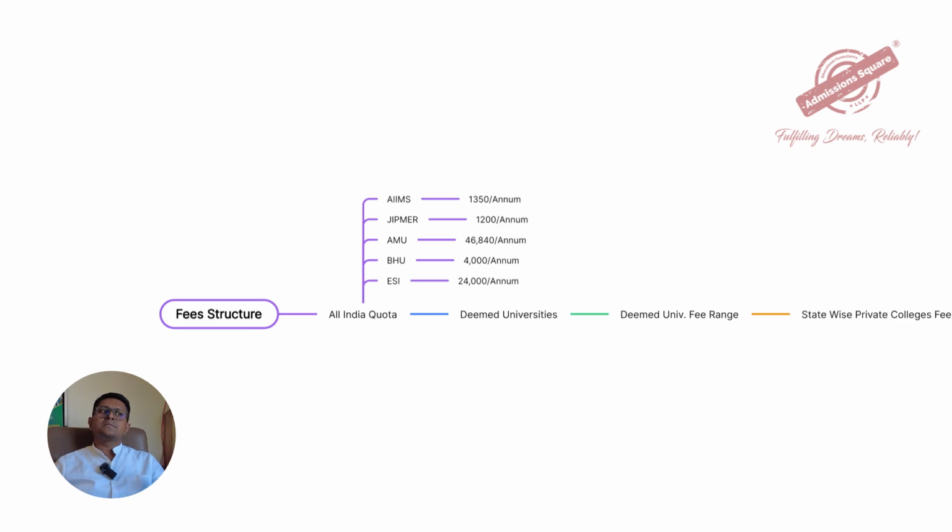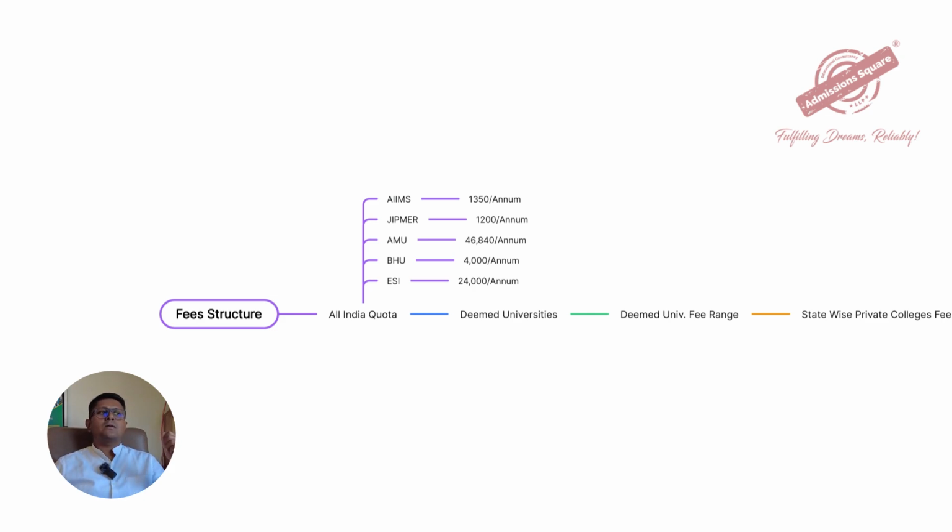Aligarh Muslim University will charge 46,840 per annum. Banaras Hindu University will charge only 4,000 per annum. And all the ESI medical colleges will charge around 24,000 per annum. So if you score very well and get a seat in ESI, within 1.5 lakh you will complete your medical education, at least UG. That's why people aim for government colleges and central universities.